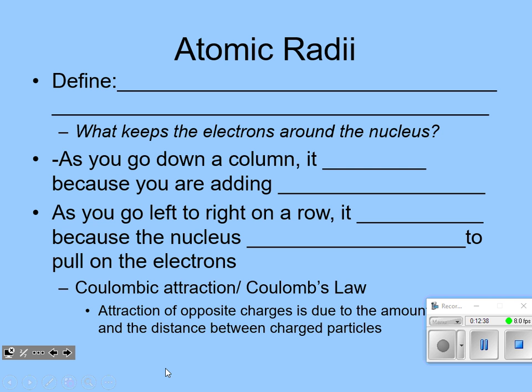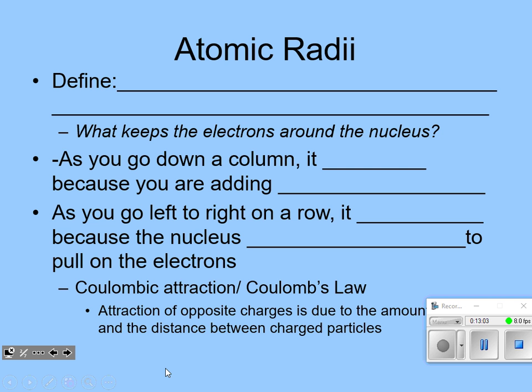Now, my second bullet point says, as you go down a column, atomic radius does blank, because you're adding blank. Well, does the radius increase or decrease as you go down a column? You guys should have looked this one up. You should know this one. Atomic radius does what? Increase. I mean, you can just draw an arrow pointing up if you want to.